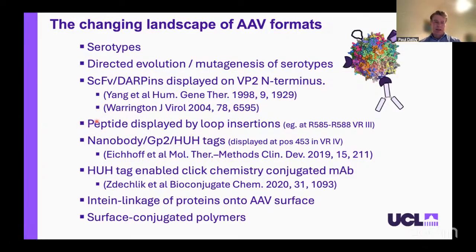More commonly, you see peptides in a loop that are now used as directed evolution targets to get them into particular cell types. People have put nanobodies on and other kinds of things. There's even some click chemistry enabled addition of MABs, etc. So there are many different ways people have started to exploit decorating and modifying the surface of AAV.